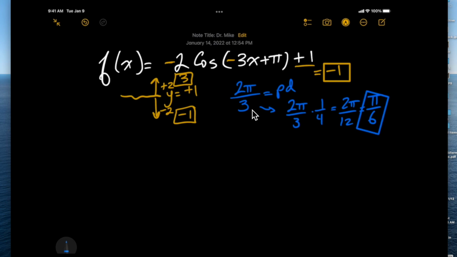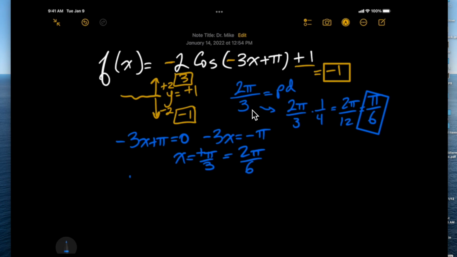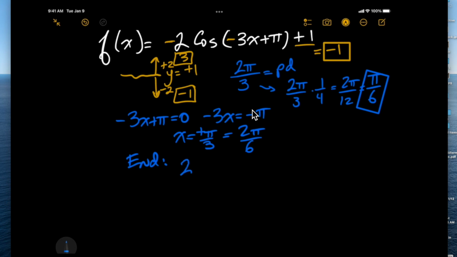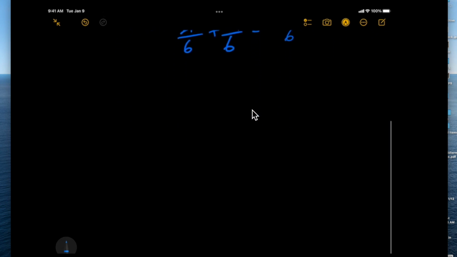Our starting point is going to be -3x plus pi set to 0. That's going to give us -3x equals -pi, and x equals positive pi over 3, otherwise can be written as 2 pi over 6. Our ending point is going to be our starting point, which is 2 pi over 6, plus our period, and our period is 2 pi over 3 or 4 pi over 6, and that's going to put us at 6 pi over 6 or pi as our ending point. We are now ready to graph this function.